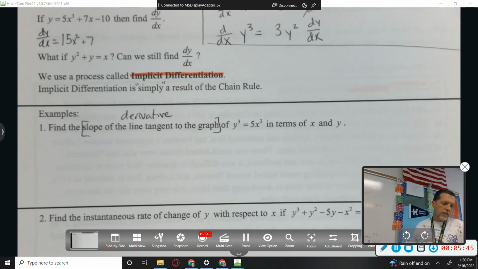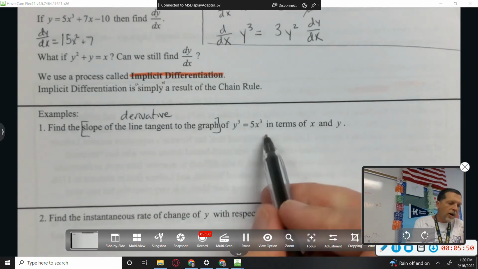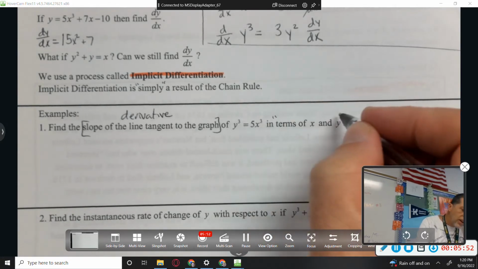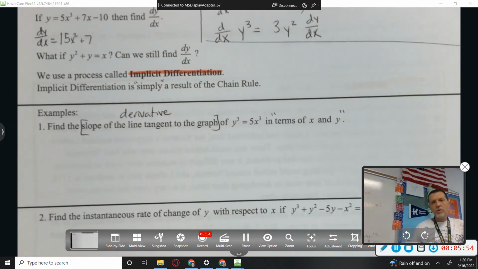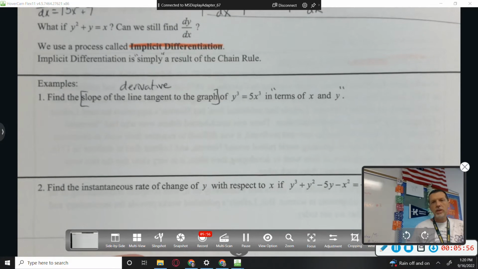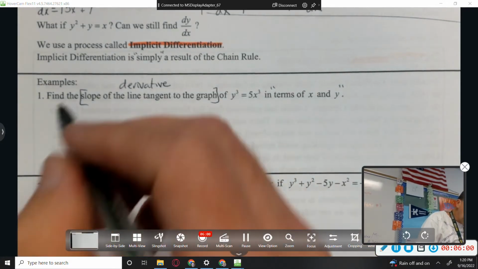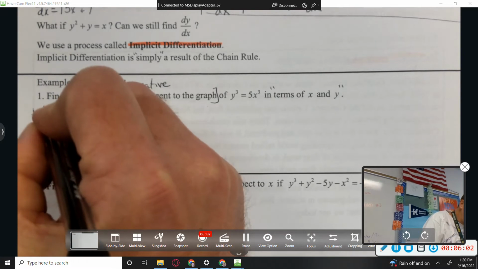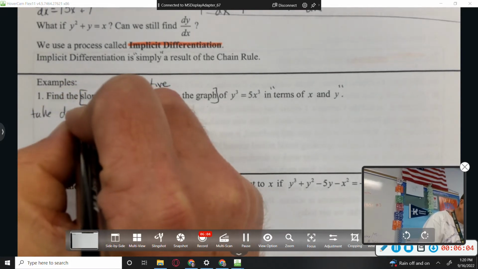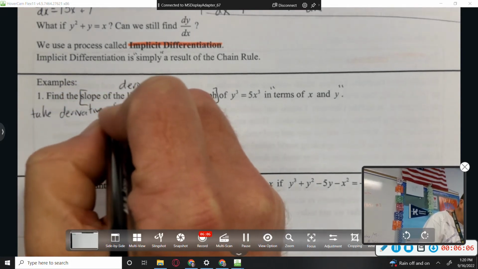Find the derivative in terms of x and y. That sort of means our answer might have x's and y's in it. It won't just be x's. So let's kind of write some steps. Take the derivative of both sides.